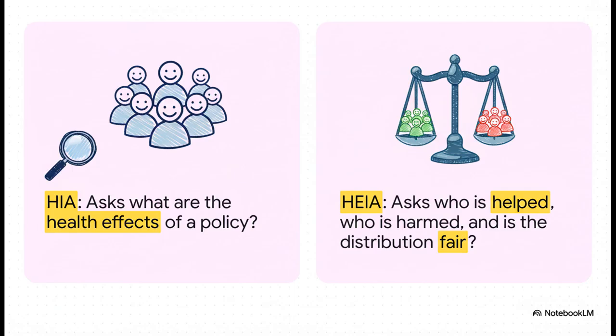So how do you actually do this? Well, a key tool is an impact assessment, but there's a really important distinction here. A standard health impact assessment, or HIA, asks a pretty straightforward question: what are the health effects of this policy? But a health equity impact assessment, a HEIA, that one goes a huge step further. It asks the tough questions. Who is helped by this? Who might be harmed? And is the final outcome fair? It puts social justice right at the center of the conversation.